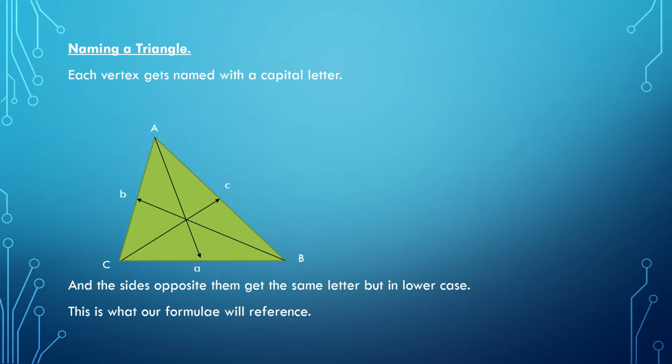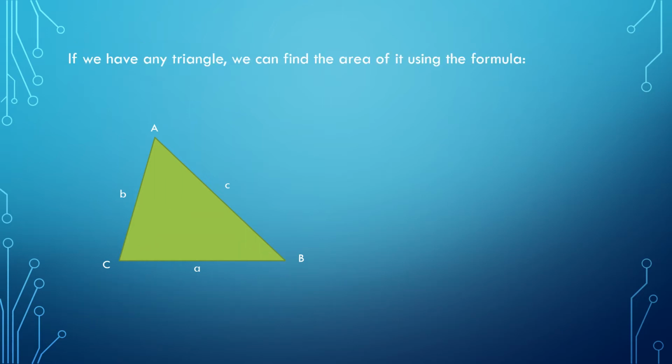And this is what all of our formulae are going to reference. They are going to assume this naming convention. We are given the formulas in the formula sheet as it is just now, and they will reference it assuming A, B, and C. We'll look at how we change it if we need to, but that is what they are going to reference, and this is going to be true for any kind of triangle, whatever type it is, be it right angle, equilateral, scalene, and so on.